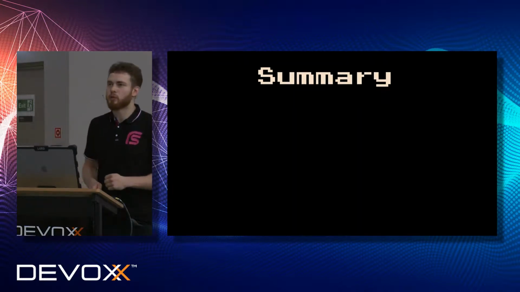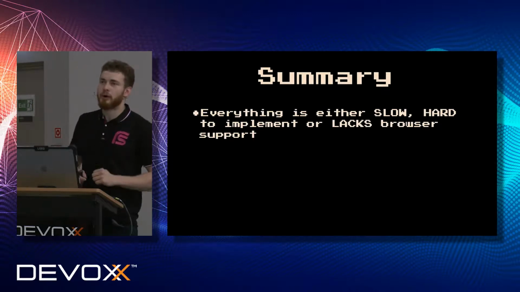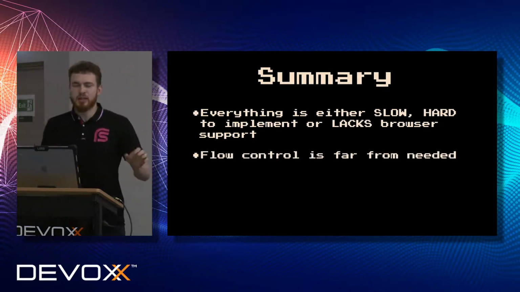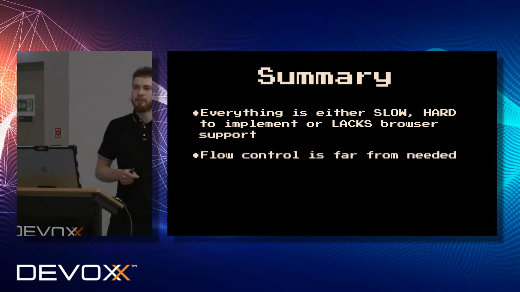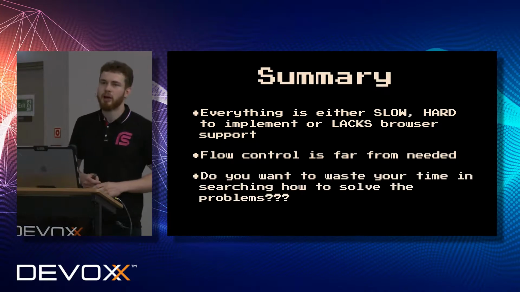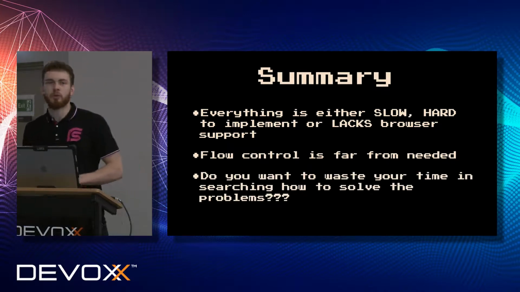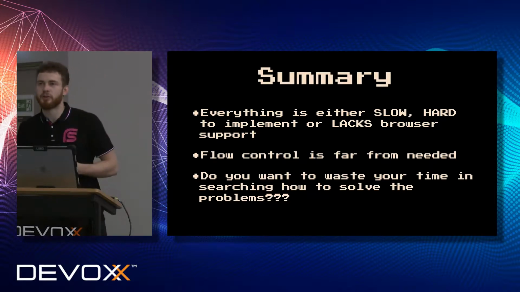So, to summarize what we got so far, everything is either slow, like HTTP, hard to implement, or lacks support in the browser, like gRPC. In some cases, flow control is not far from what we need, so we have to find a different solution, or we have to create workarounds. But do we want to spend our time? Do we want to spend our money implementing all this and solving all these problems?